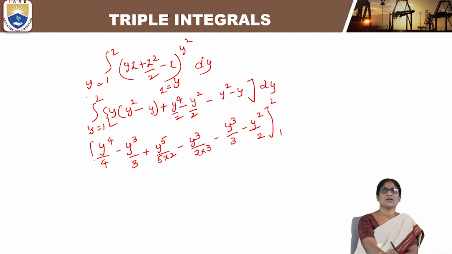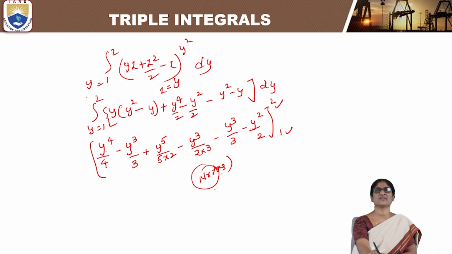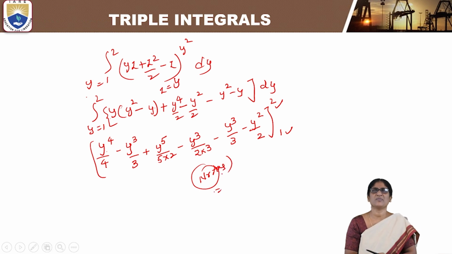So here you can have this as a value, and wherever y is there, you can substitute the upper limit as 2 and lower limit as 1 and get the numerical answer. So this is how we can do the triple integrals.